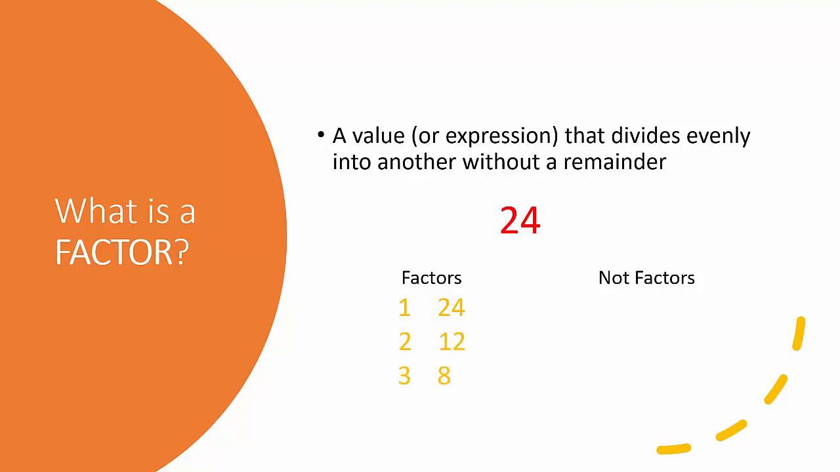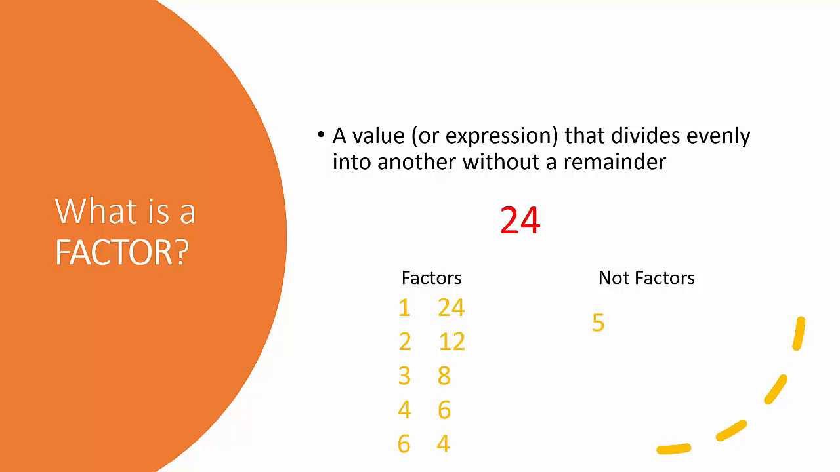3 and 8 would then be factors, right? All of these pairs are multiplying to 24. The next factor pair would be 4 and 6. Next, we have to think about 5. Why is 5 not a factor? Because if I divided 24 by 5, I would get a remainder. So that's going to stay in our not factors list.